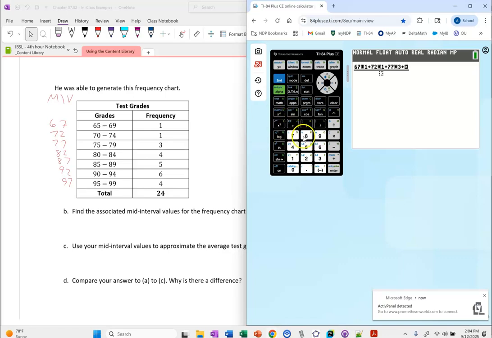3 times, and then 82 times 4, because the 82 is used 4 times, and then 87 times 5, because the 87 is used 5 times, plus 92 times 6, because the 92 is used 6 times, and then 97 times 4, because the 97 is used 4 times, and it's all out of 24 total scores. I press enter, I get this crappy looking fraction.